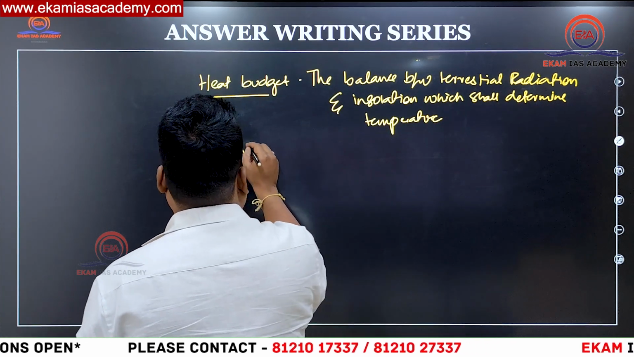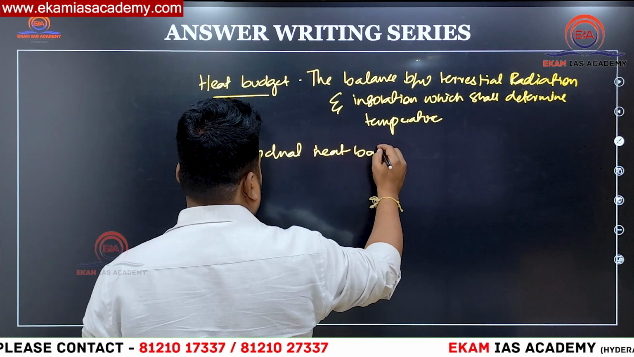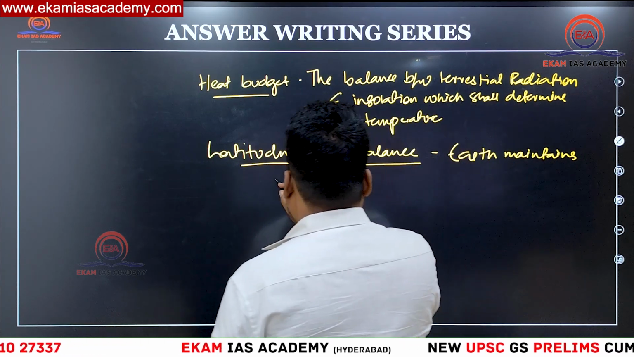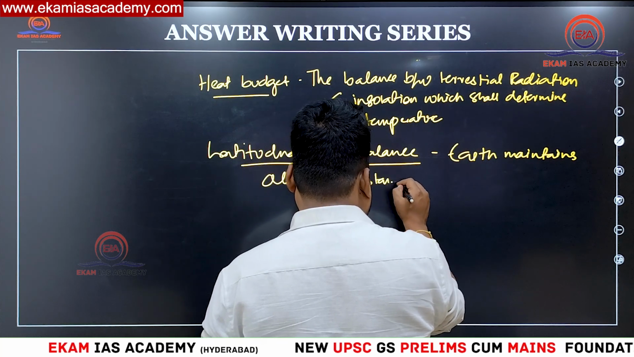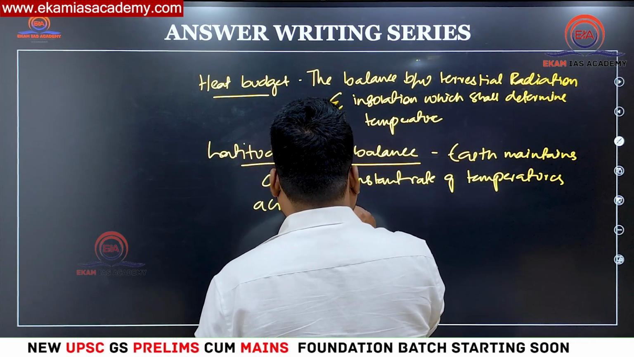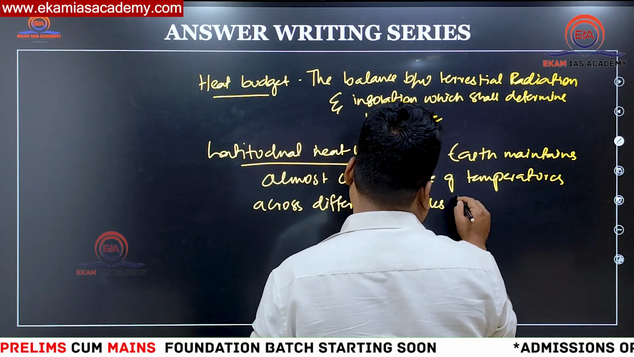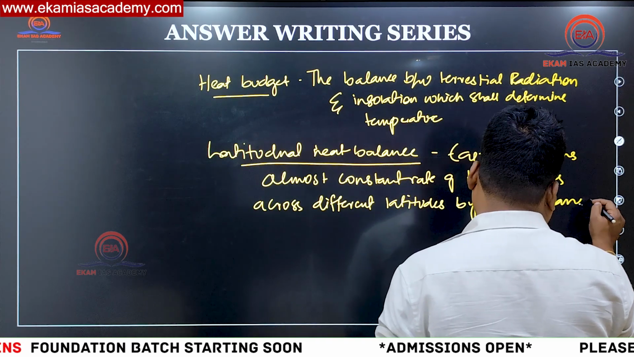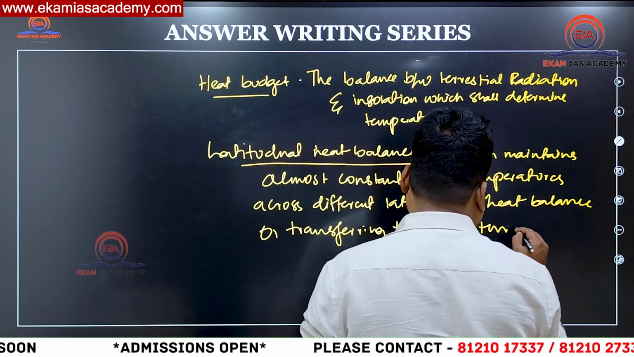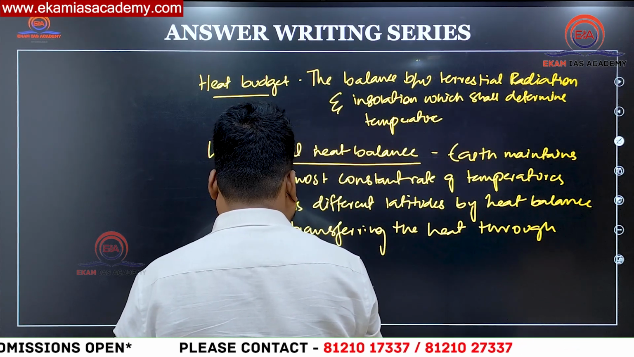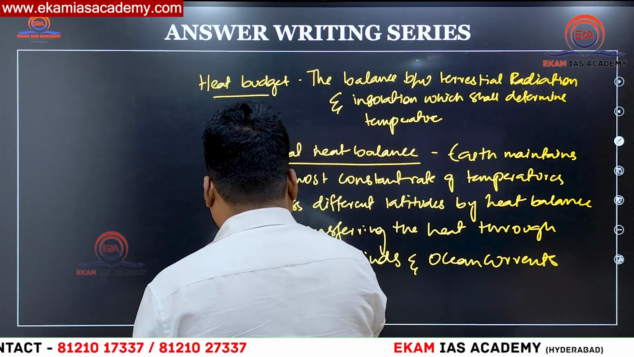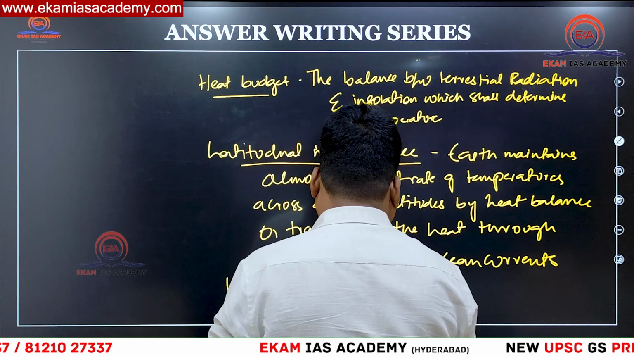And another is what we call latitudinal heat balance. You can write this in the body. Earth maintains almost constant rate of temperatures across different latitudes by heat balance, or transferring the heat through air masses, winds and ocean currents, which act as a thermal engine.